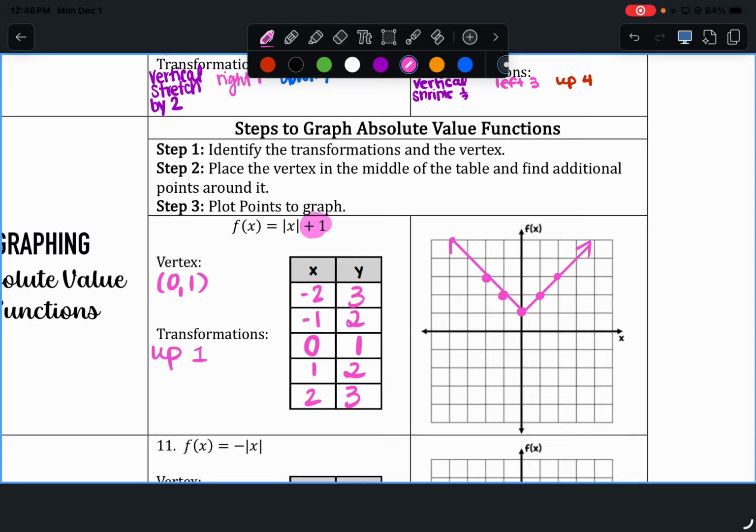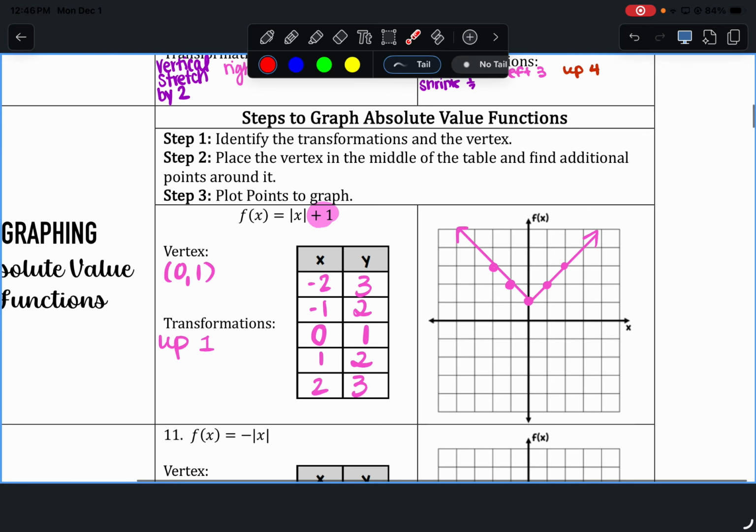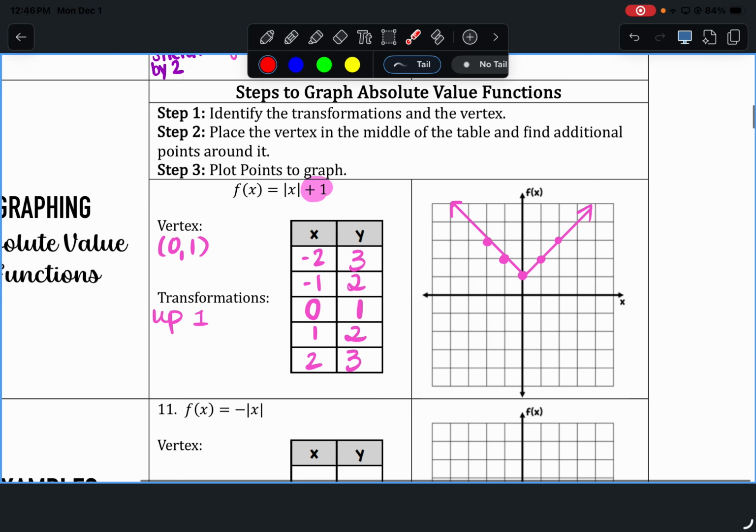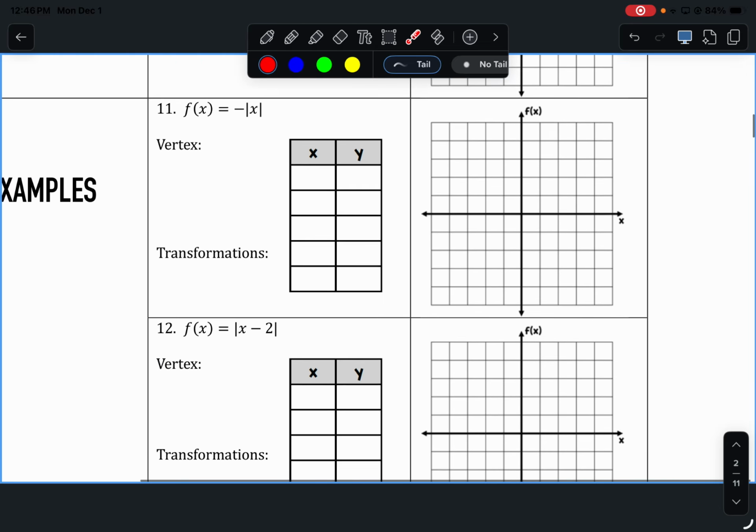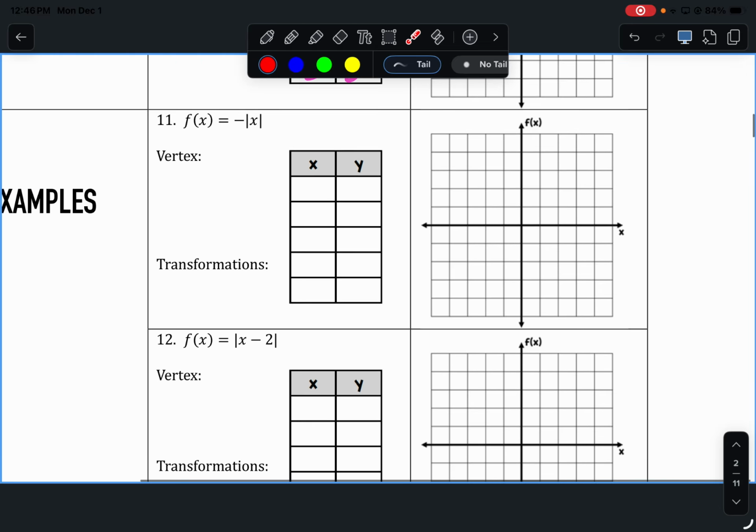So another cool thing about this is once you find the first half of your points, they are just duplicated on the bottom. It's the same thing. It's a mirror image of both sides. Both sides are going to be a mirror image. Okay. So let's go ahead and look at number 11. What is the transformation happening on number 11? Yep. It's getting reflected across the x-axis.